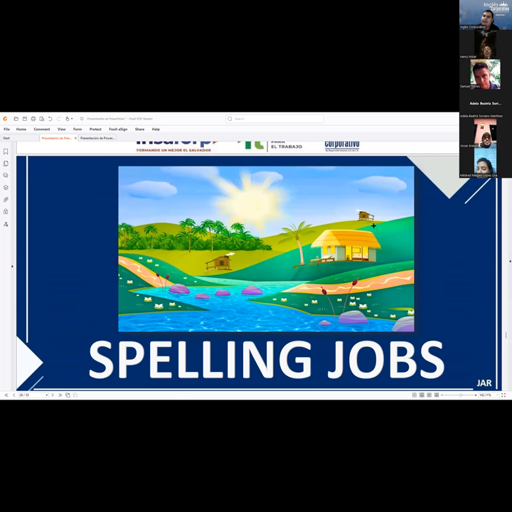Number two. Secretary. Number three. Mechanic. Number four. Truck driver. Number five. Lawyer.